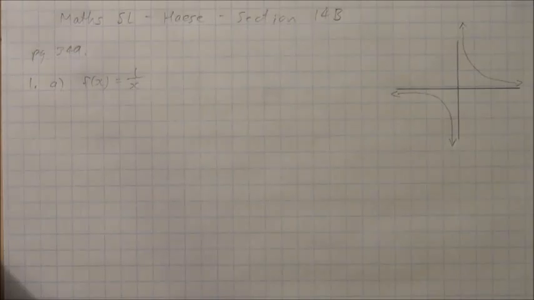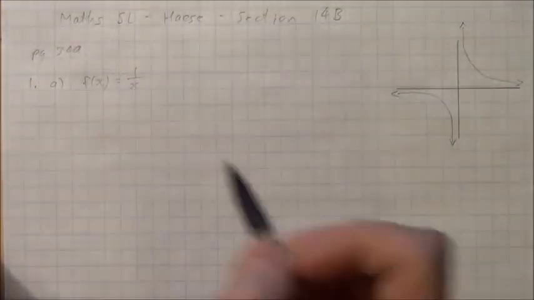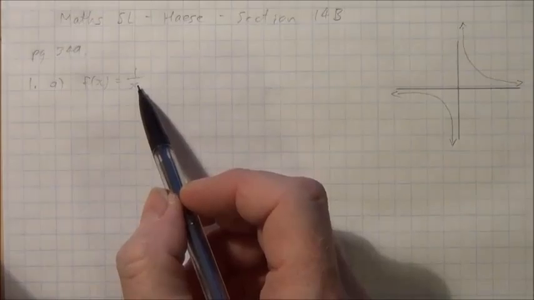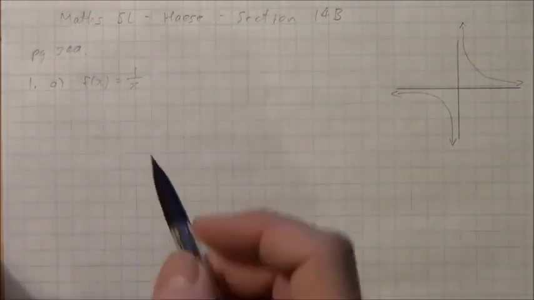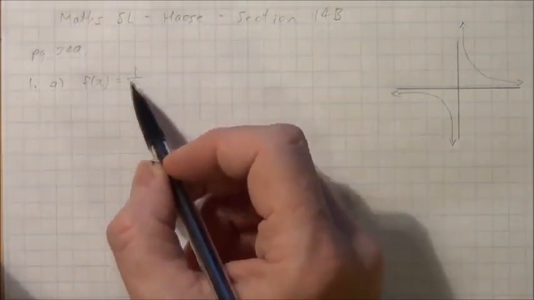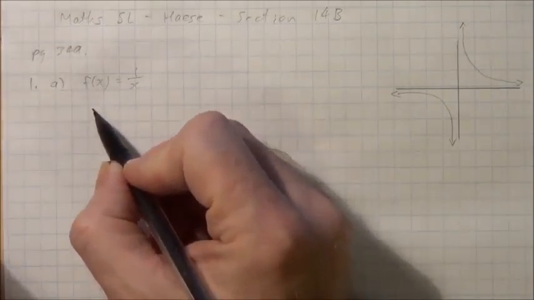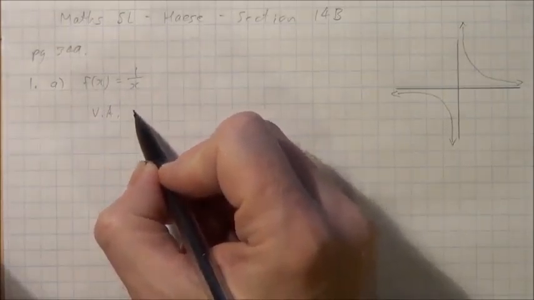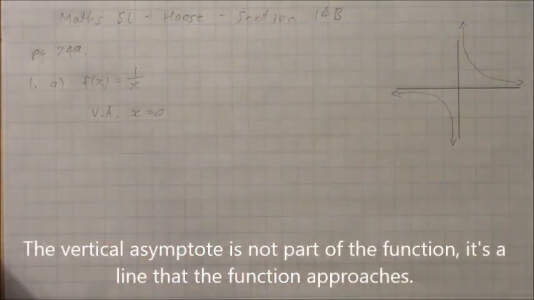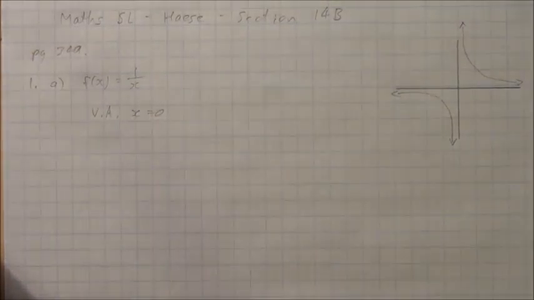So the function is 1 over x, and I need to discuss the behavior near the asymptotes and then deduce their equations. When I look at the function itself, I know that you cannot divide by 0, so the function cannot exist when x equals 0. Therefore the vertical asymptote is when x does equal 0.